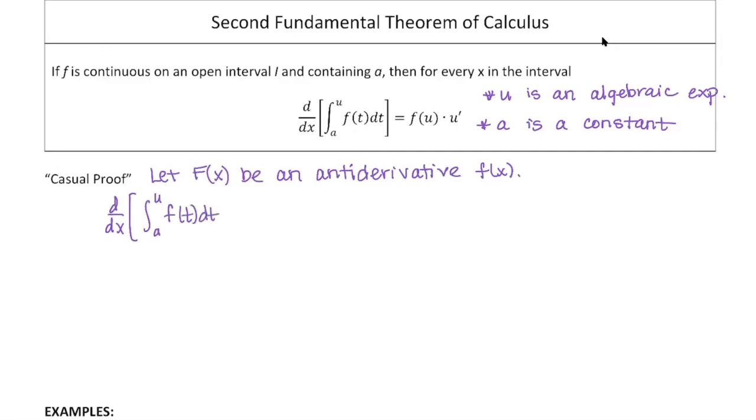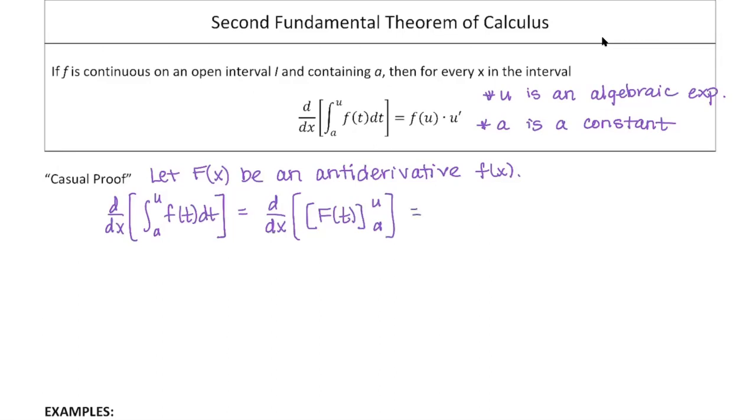We've already mentioned this idea of using t as a dummy variable. Since u is in terms of x, that's where the x's are going. We don't want to confuse that with what's inside the function f. So order of operations, let's work from the inside out. So what we would get, we haven't done the derivative yet, but inside here, the antiderivative of f of t is going to be capital F of t. And we want to evaluate that from a to u.